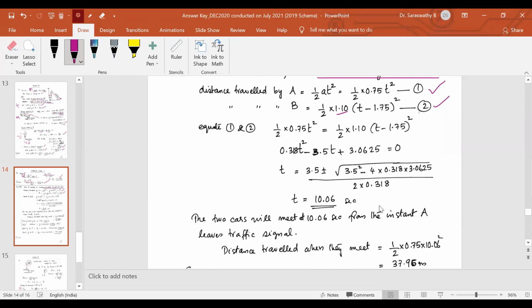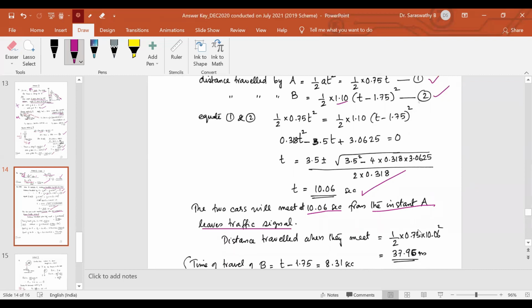Simplifying it, you'll get t equal to 10.06 seconds. That means the two cars will meet at 10.06 seconds from the instant A leaves the traffic signal. So what is the distance traveled by A when they meet? Half into 0.75 into t square. Putting this time in, we'll get 37 or 38 meters.